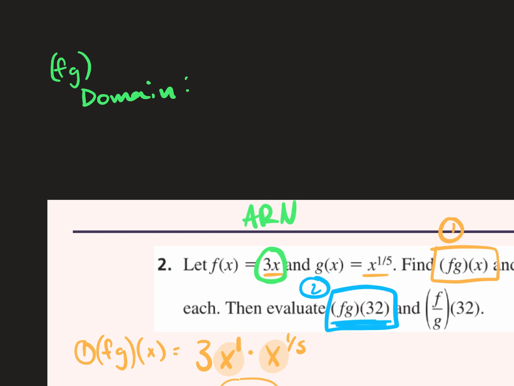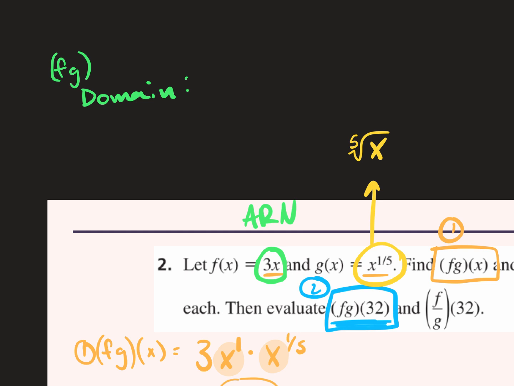Now I want to check my domain for x to the 1/5 power. We know that a fraction as an exponent is technically a radical, so let's change this to look like a radical and see what our domain would be. What's my index? 5. So this is the 5th root of x. Can I have negative numbers under the 5th root of x? Yes. Why? Because it's odd.